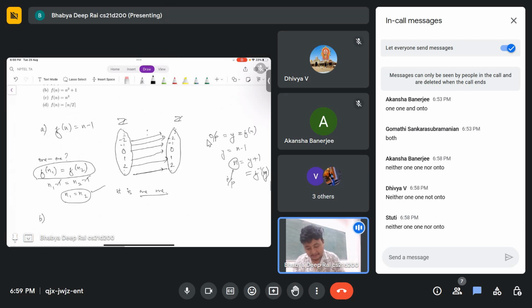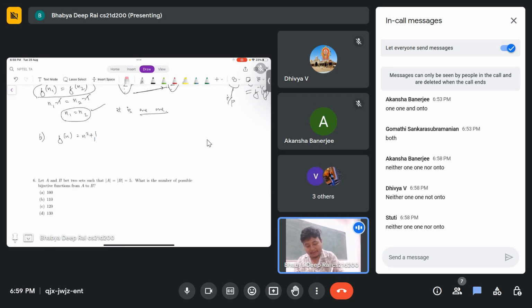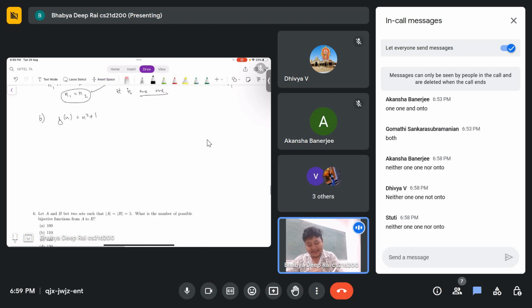B is the following. B is f of n equals n square plus 1. Is this 1 1 or 1 2? So let's look at 1 1. 1 1 meaning, like, is it true that every two elements will map to the same thing?